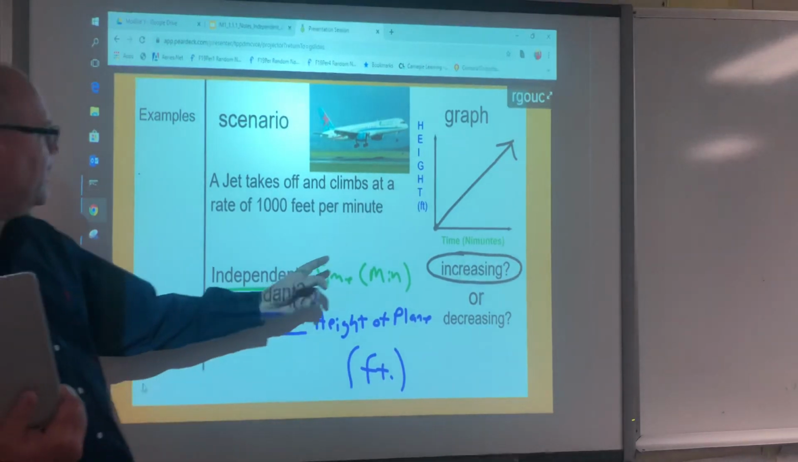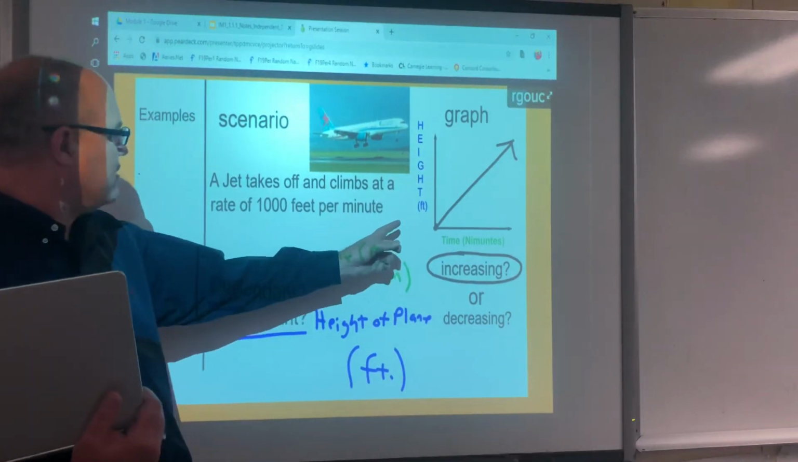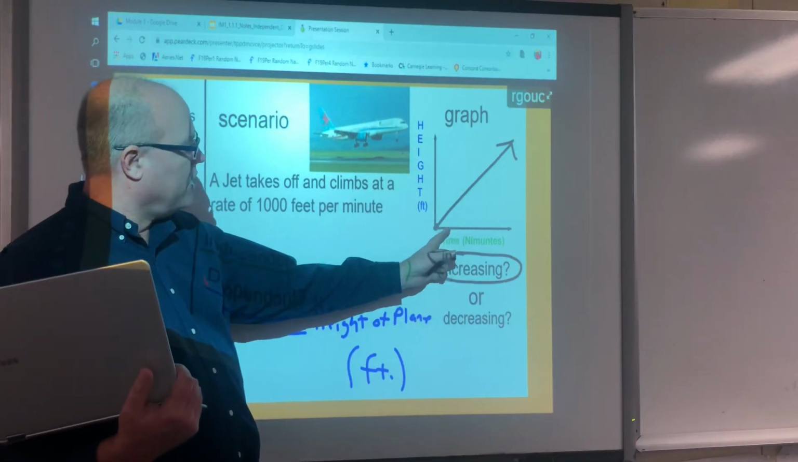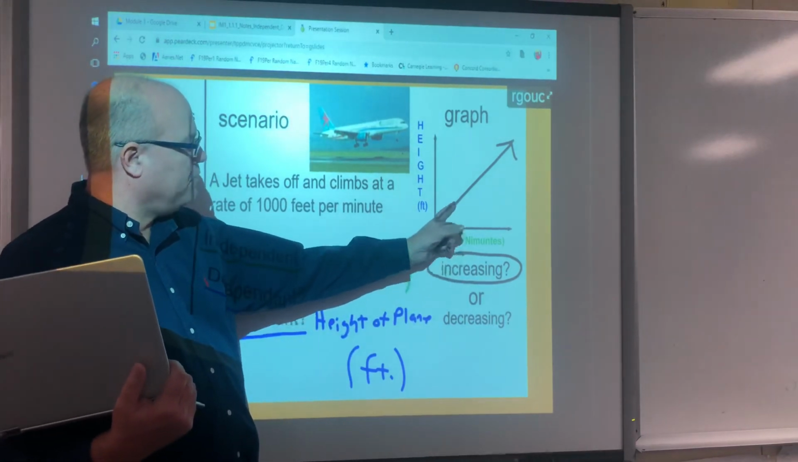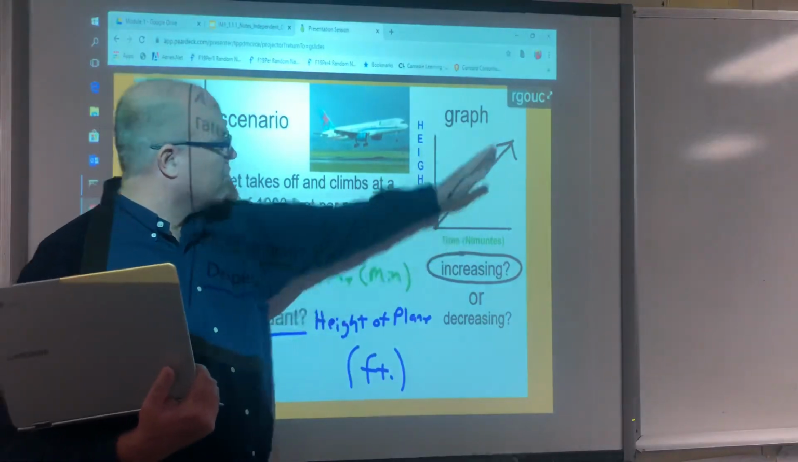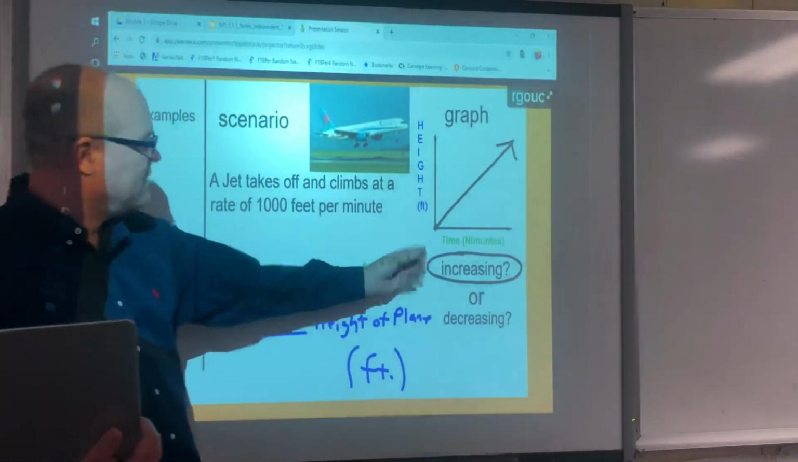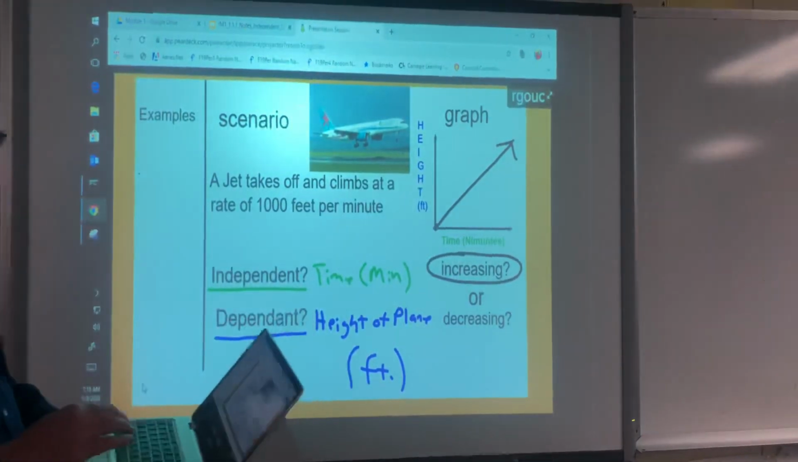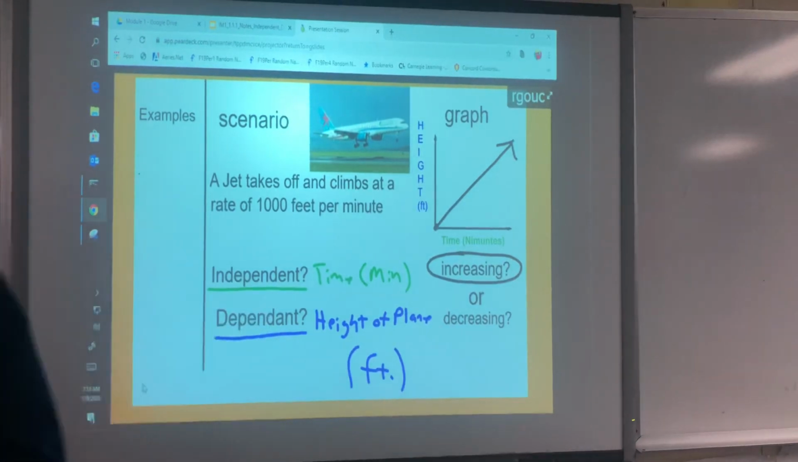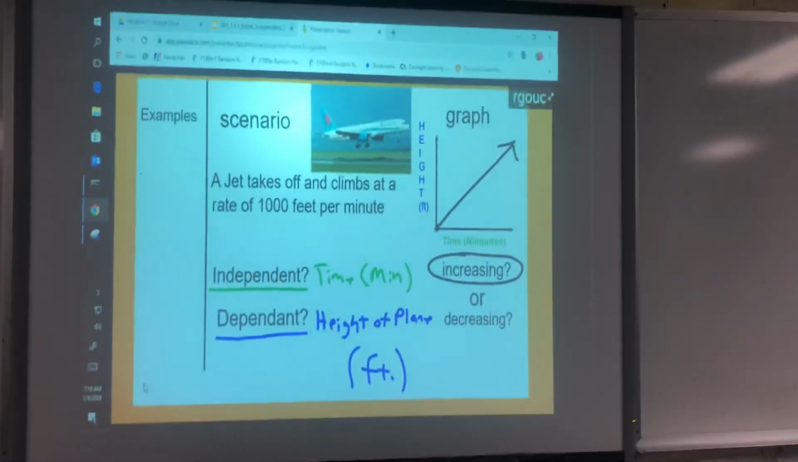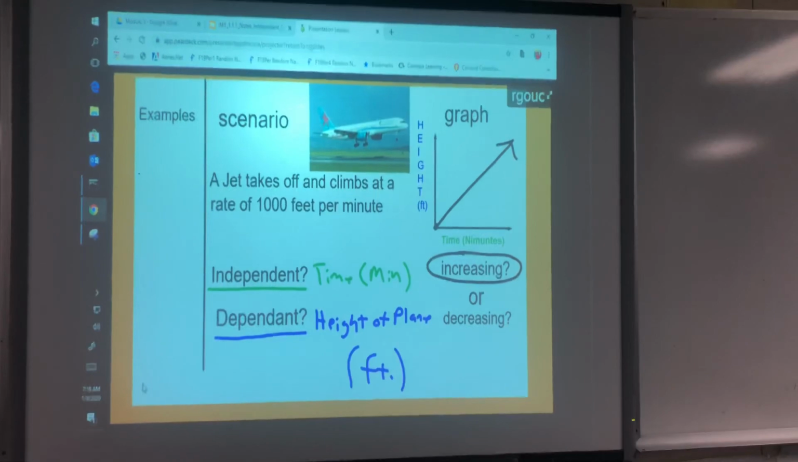So what's going on here? Jet takes off, 1,000 feet per minute. So 1 minute, boop, 1,000 feet. Another minute, boop, another 1,000 feet, and so on. Going up, up, up, and away. And obviously this is increasing. All right. That's it for independent and dependent quantities. We'll be doing a lot of practice with these in class.